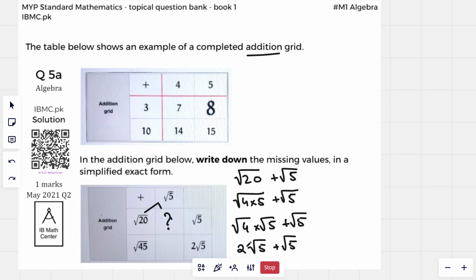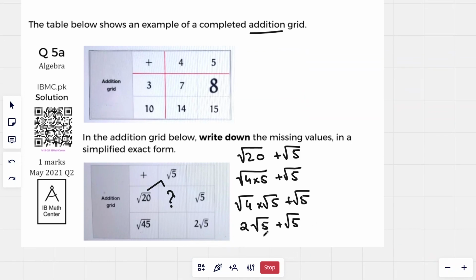Okay. So what is the sum of 2 square root 5s and 1 square root 5? That is 3 square root 5. So here we have our first answer, that square root 20 plus square root 5 is 3 square root 5.